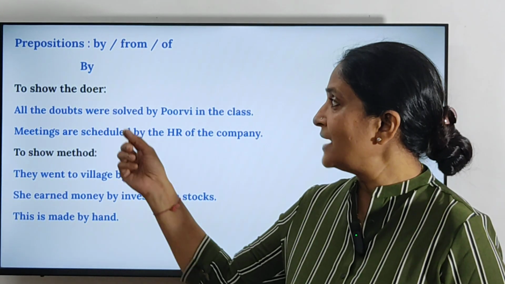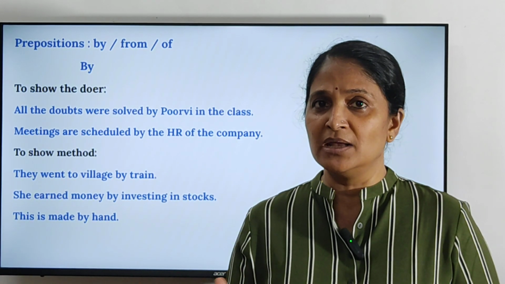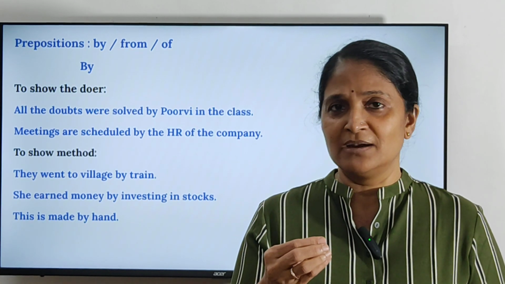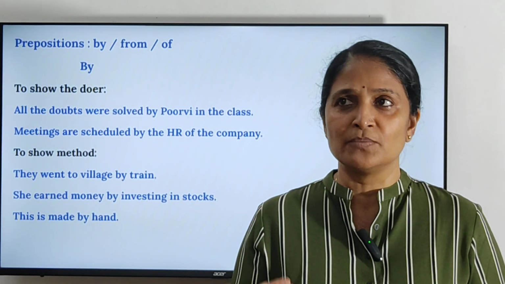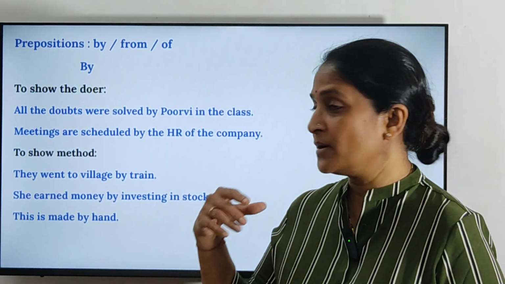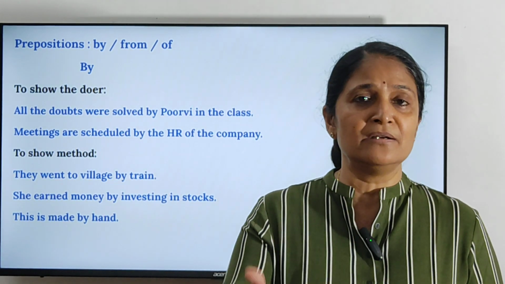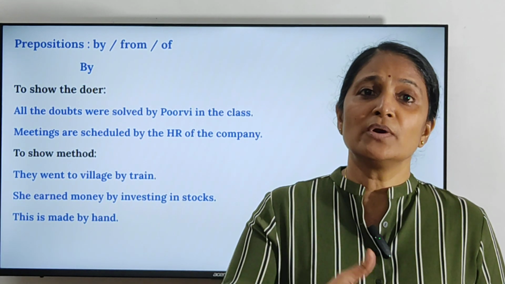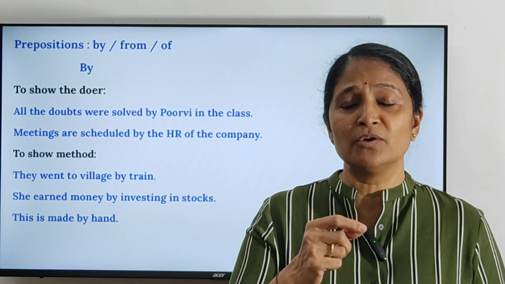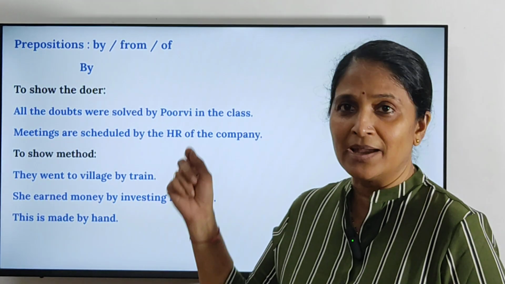Here, it is used to show the doer. Now when I say doer, what is the meaning? Doer is the one who is doing the action, the subject of the sentence. You can say karta, काम करने वाला, जो काम कर रहा है, that is doer. Many times you use passive sentences in conversation. In all passive statements, if you wish to add the doer, the one who is doing the action, you add it at the end of the sentence with the preposition by.